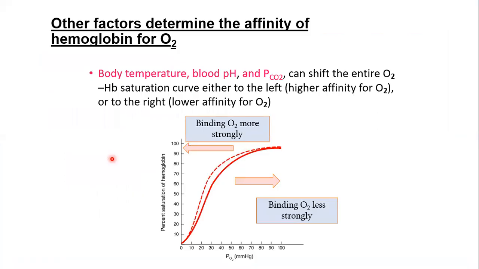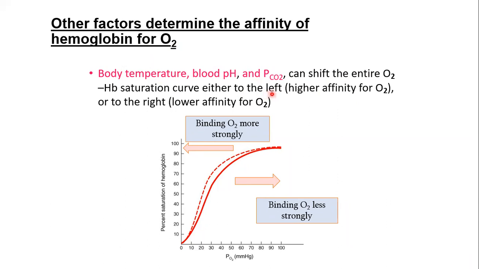We have several factors that determine the affinity of hemoglobin for oxygen, how much hemoglobin is attached to oxygen. In the next couple of slides, we'll learn about these different factors and how they affect our oxygen hemoglobin dissociation curve. Body temperature, blood pH, and the partial pressure of carbon dioxide, all of these factors can shift the entire oxygen hemoglobin saturation curve either to the left or to the right, and we need to understand these directions.